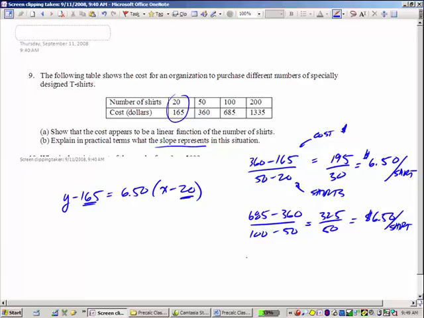And then I'm finished. I don't have to do any more, but let's do a little bit more. I'll just make it look nice for you. I need someone to do 6.5 times negative 20, and then plus 165. What is it? 35? Okay, maybe, Keith. So we know that it's $6.50 per shirt. In this equation, what if you ordered 0 shirts? It would cost $35 to order no shirts.